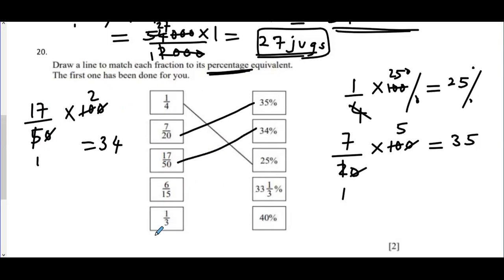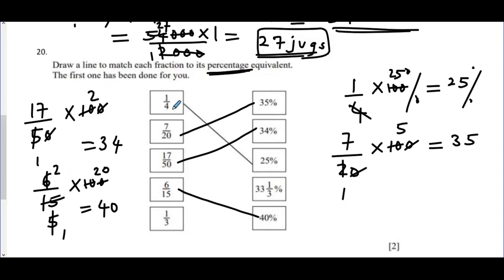Okay. And lastly, try to do 6 over 15 multiply by 100%. We're going to do by 3, this is 2. By 3, this is 5. By 5, this is 1. By 5, this is 20. Okay, so by 5, that's 20. Then you do 2 times 20 is 40. So this will be 40. And you're going to take 6 over 15, try to match that to 40%.